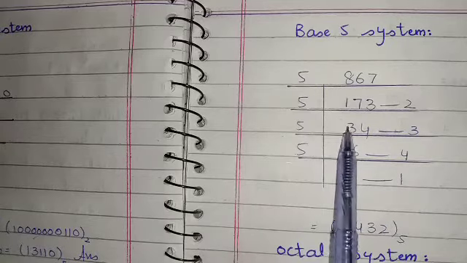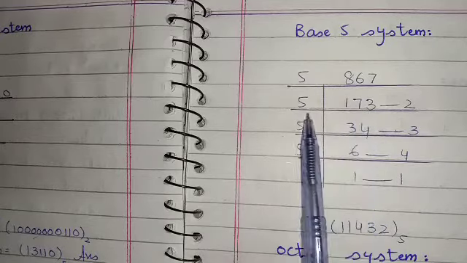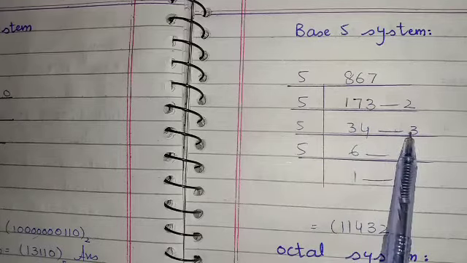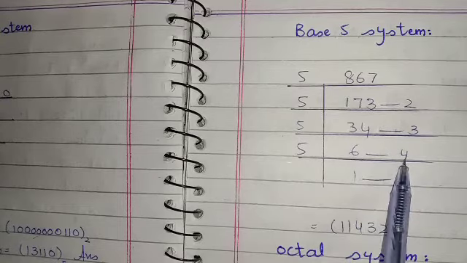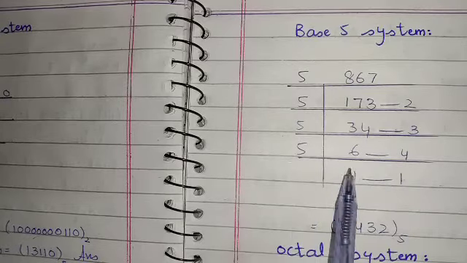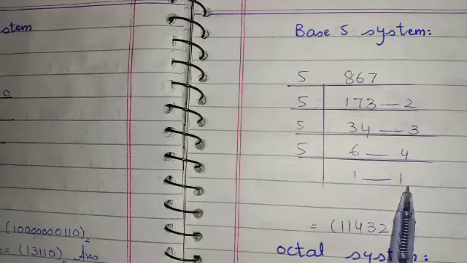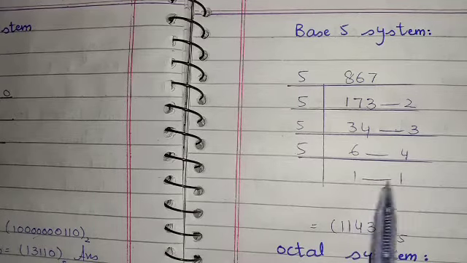Again with 5, 5 3s are 15, 2 left, here makes 23. 5 4s are 20 and 3 will write on the remainder side. 5 6s are 30 and 4 will be the remainder on the other side. 5 ones are 5 and 1 is the remainder, it will write here. Now the answer is 11432 with base 5.